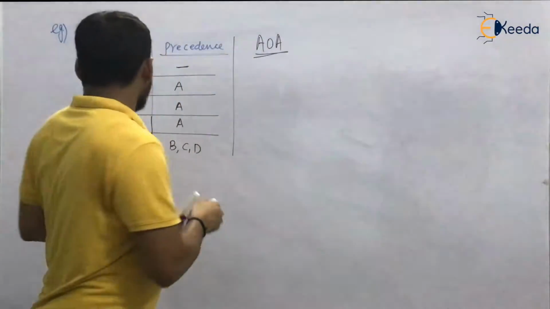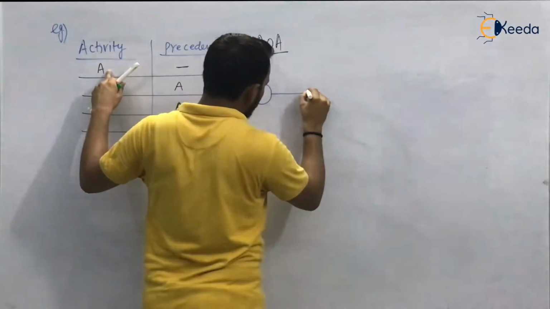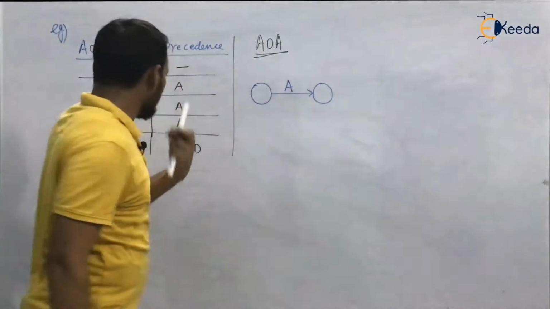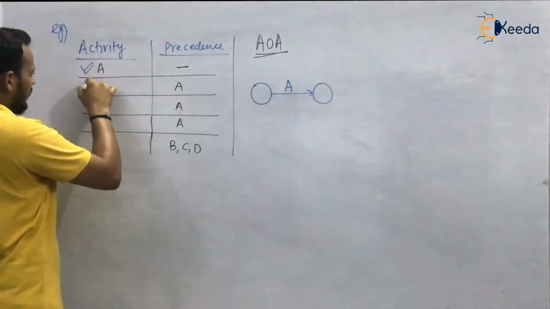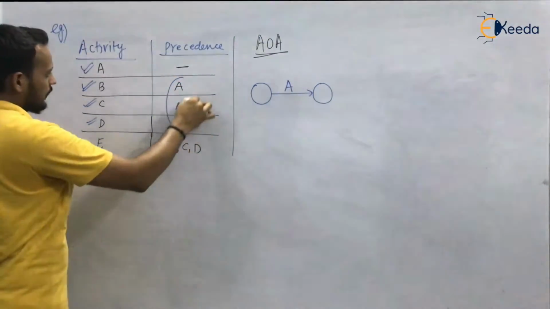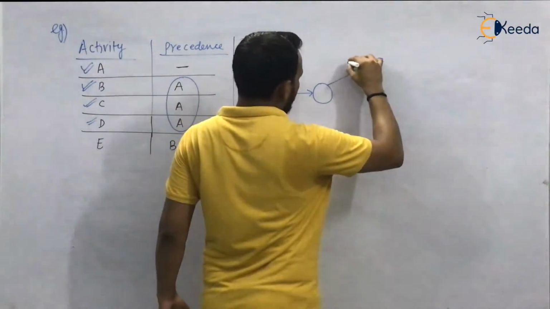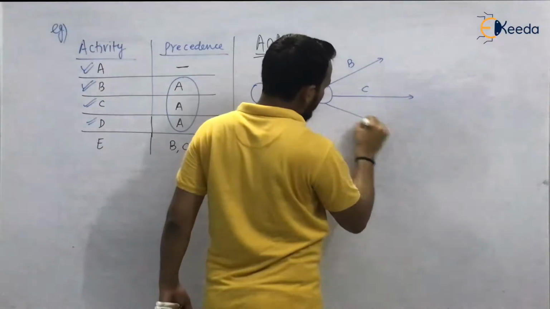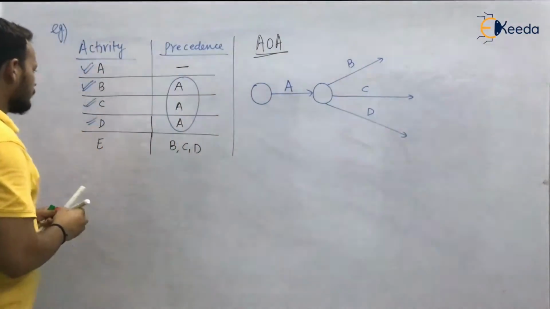First look at A. There is no precedence for A, so activity A will be started first. For B, C, and D, the precedence for all three activities is activity A. So start your activity B, activity C, and activity D. You have drawn it like this.